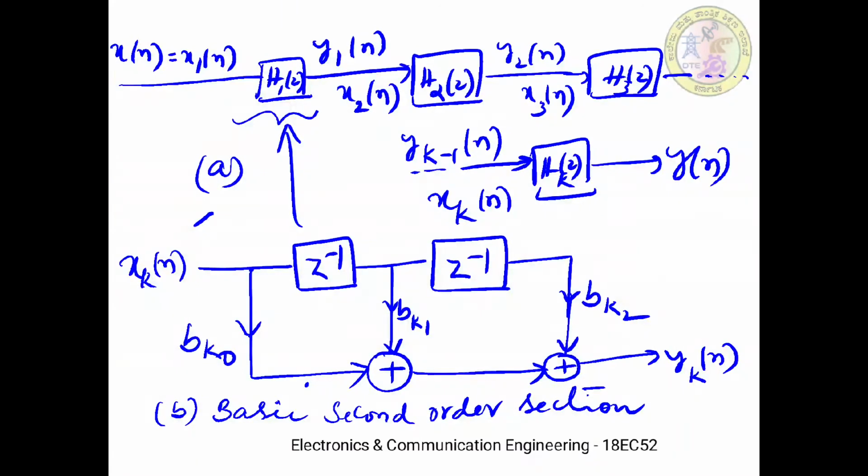In this particular slide, the block diagram representation of the cascade architecture is shown, where h1, h2, h3 up to hk of z are the individual second order factors. Figure B shows a basic second order section. Similar sections are cascaded, only their coefficients may be different. Structure wise, the basic second order section is common. These sections are cascaded in order to obtain the overall cascade form realization for the given system. So let us make it clear by considering one example.